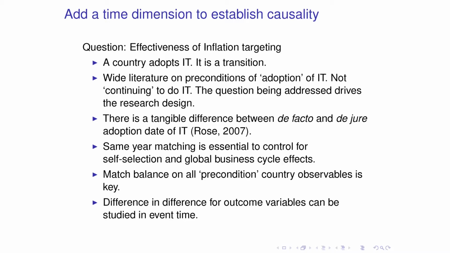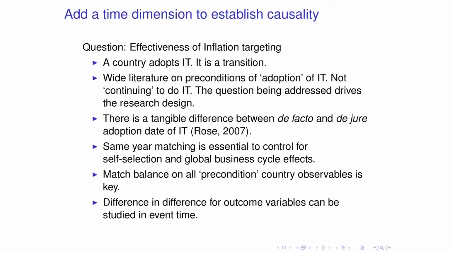And once you have a good propensity score using the logit model, then I think you should focus on same year matching, which will help in controlling self-selection and any global business cycle effects, both at the time of matching and going forward. So if you're looking at exchange rate variability, the difference between exchange rate variability between a treated and a control, then you don't want global effects to come into the picture. You want it to be a result of IT.